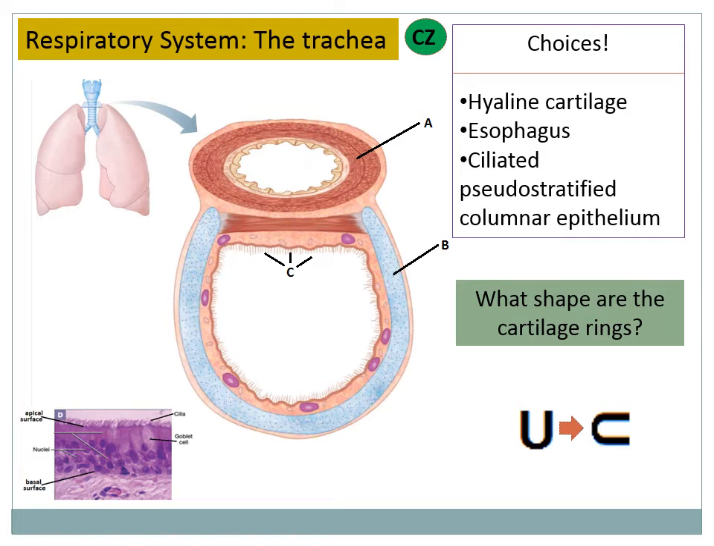Now we are looking at the trachea. So we've gotten past the larynx and now we're looking at the trachea. Trachea, typically you would call this the windpipe. Okay, so the windpipe there. Notice how we have A, B, and C labeled. What do you think A is?